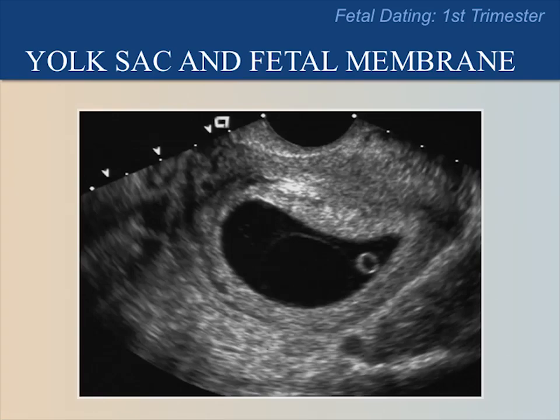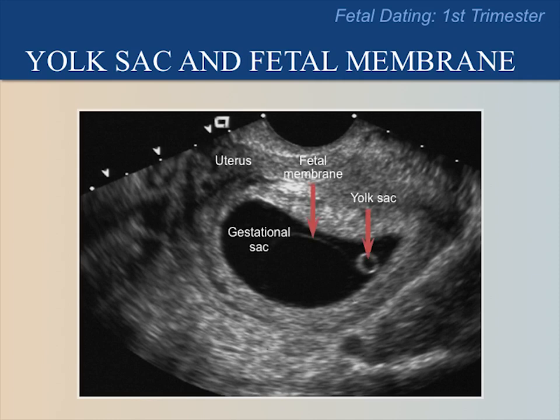This is another normal early pregnancy without seeing a fetus. This sagittal image shows the uterus, gestational sac, yolk sac, and fetal membrane. Please pause the video now to identify these structures within the group.